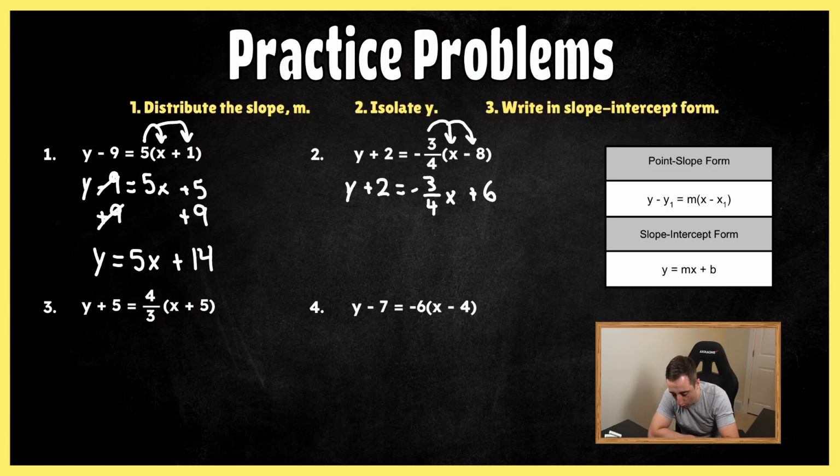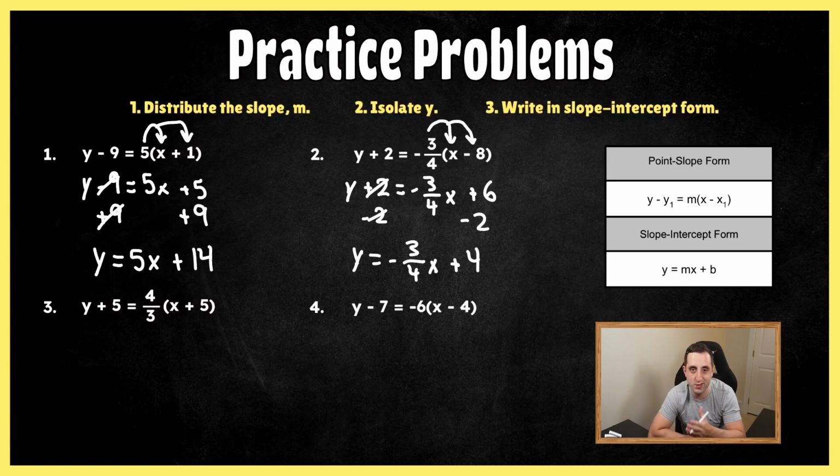And now isolate y by subtracting 2 on both sides. So cancels, cancels, and we get y equals negative 3/4 x plus 4. If you got that one right, again, very, very nice job. That one was a little bit more challenging. And now down to number 3.